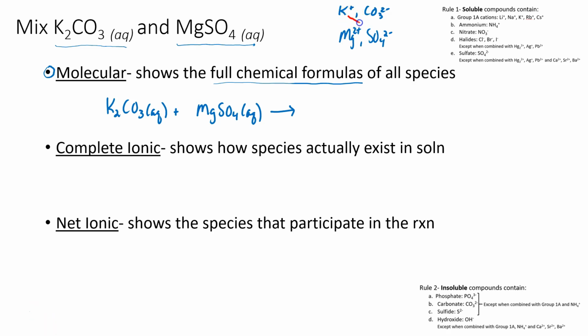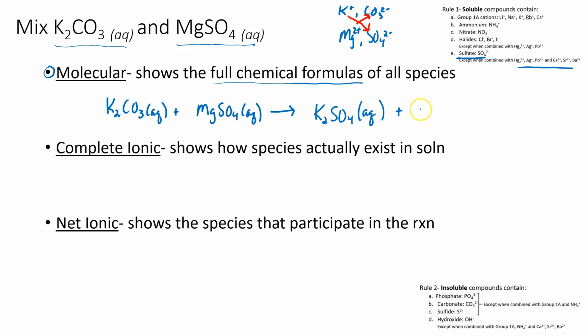My products are going to be potassium sulfate. And I have to be careful when I write the formula. Potassium is a +1, sulfate is a -2, so I'm going to need two potassiums. That's the formula for potassium sulfate, and we have to decide if that's soluble or insoluble. Well, we've got this rule here, all sulfates are soluble, and we don't have an exception, so this would be soluble.